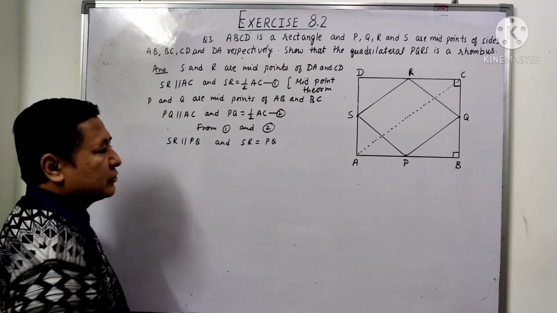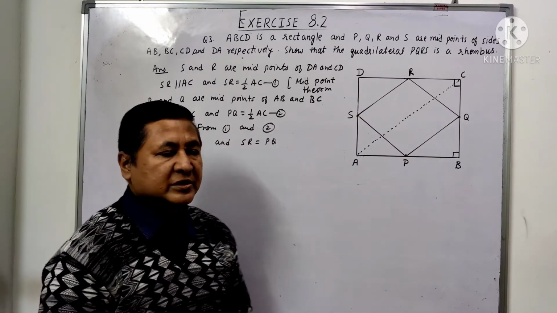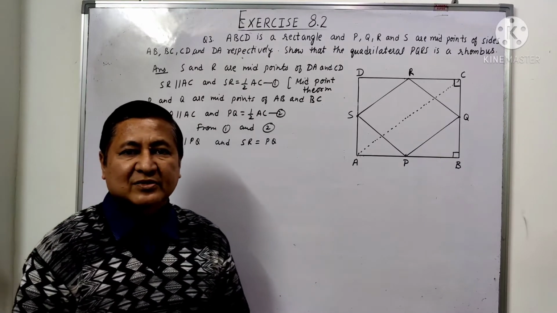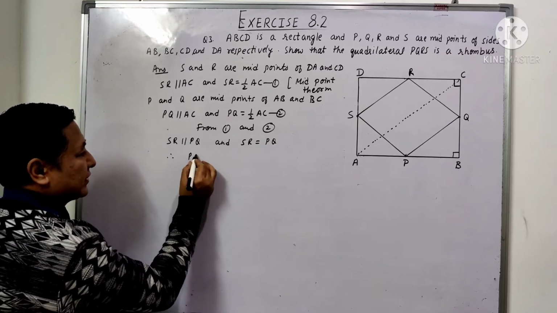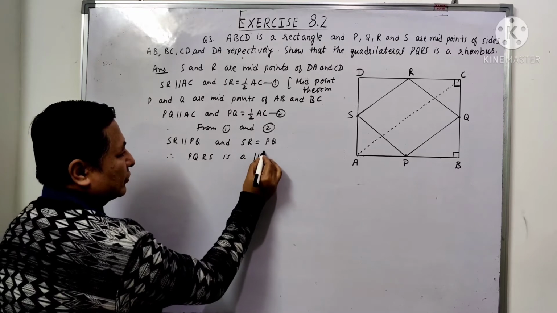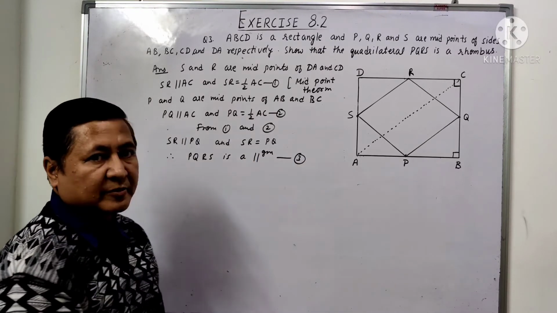Now SR is parallel to PQ and it is also equal. Since a quadrilateral in which a pair of sides is equal as well as parallel is a parallelogram, therefore we can write that PQRS is a parallelogram, and that is equation number 3. So we have proved that it's a parallelogram.